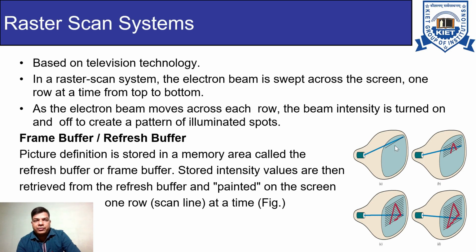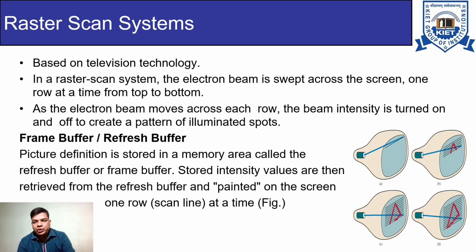So here is the diagram of a raster scan system, and you can see that the electron beam is moving from left to right. That means the movement is along the scan line. These lines are called scan lines, and the electron beam is moving across the scan line, and the intensity of the electron beam can be off or on, and it depends on the picture of the image.